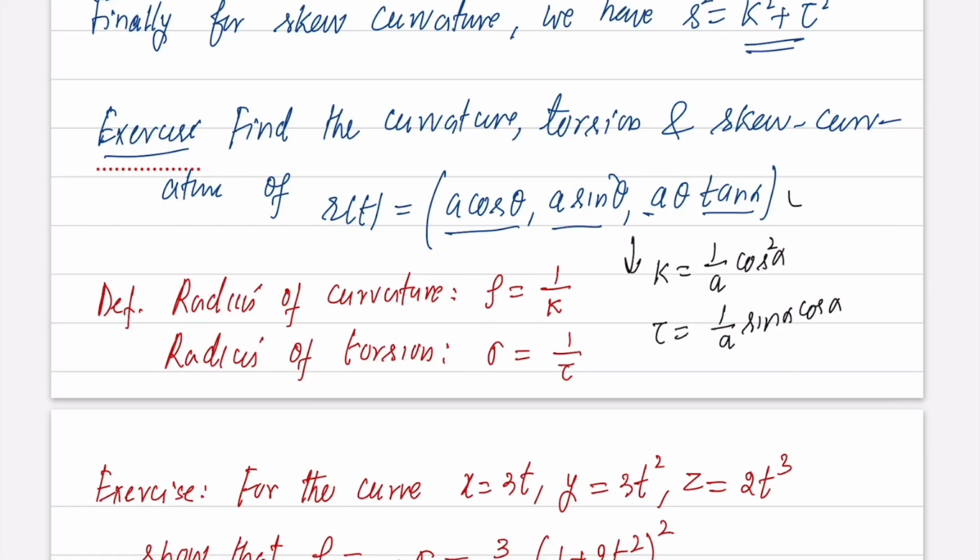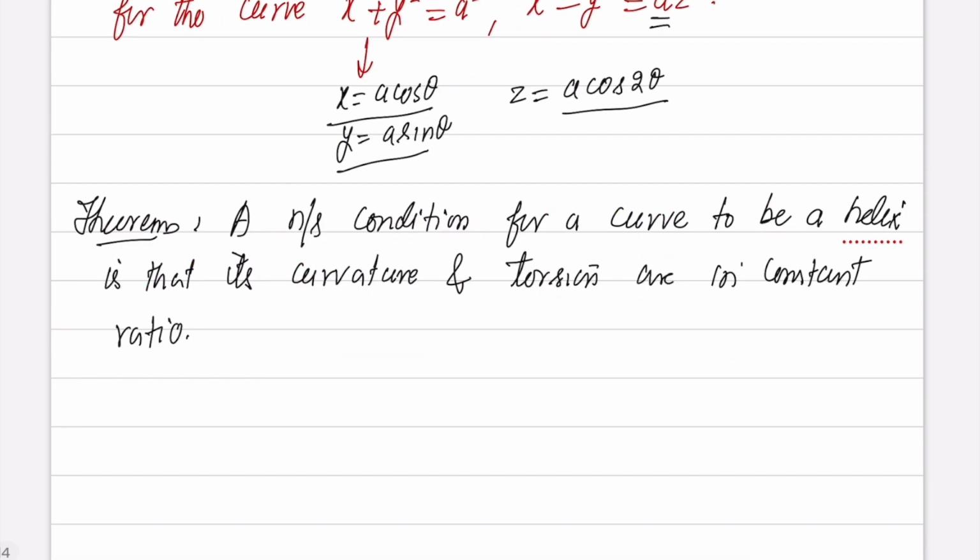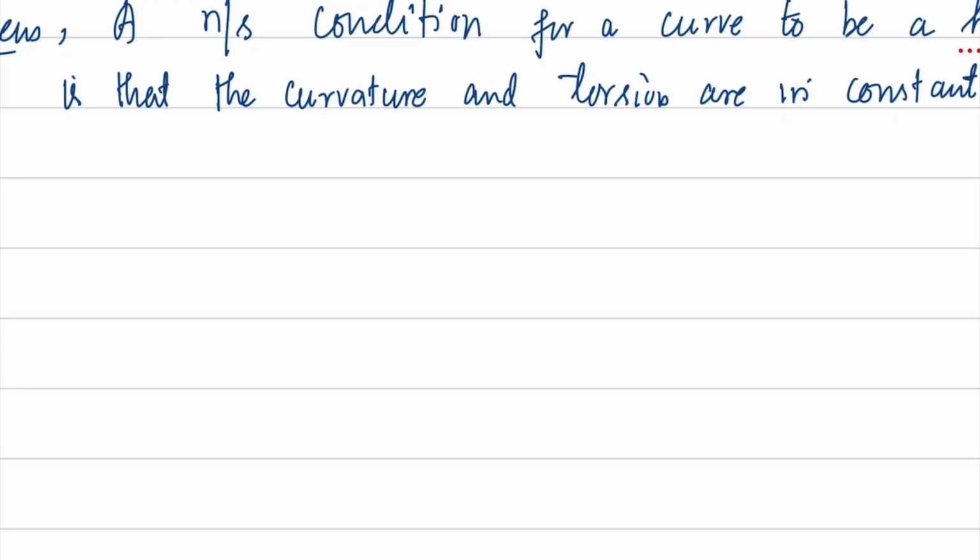So that means for this helix, the curvature and the torsion are in constant ratio also. Therefore, we can say this is the necessary and sufficient condition for a curve to be a helix: whenever the curvature and torsion are in constant ratio. So for any curve, whenever the curvature and the torsion are in constant ratio, that curve has to be a helix. Now let's take up one definition, that is a spherical curvature.